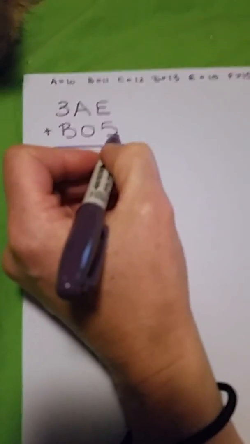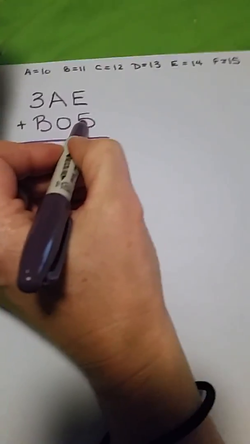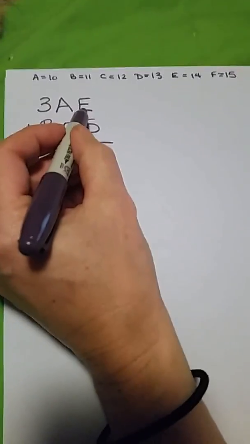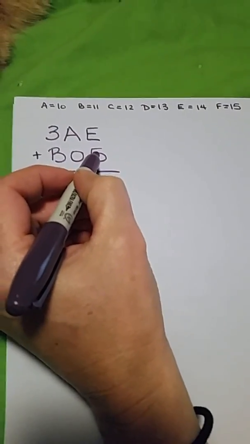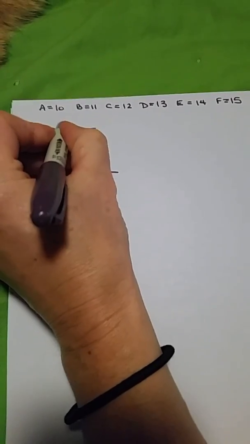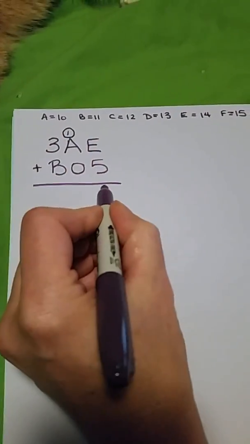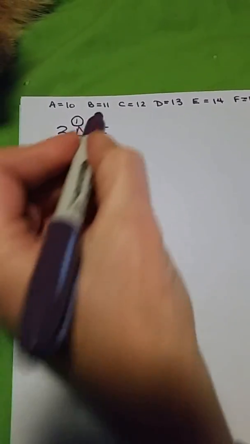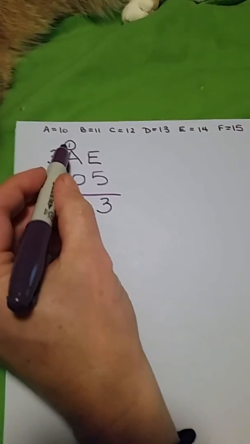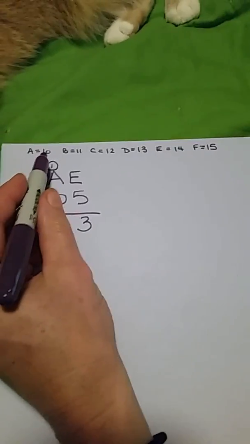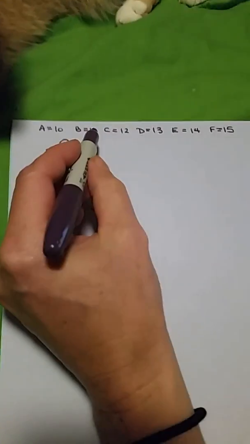We're going to begin in the ones place. So we have E plus 5. Now remember that E represents 14. So 14 and 5 makes 19. 19 is one group of 16 and 3 leftovers. Okay. And then we look at 1 plus A, meaning 10. So that's 11, which would be represented by B.